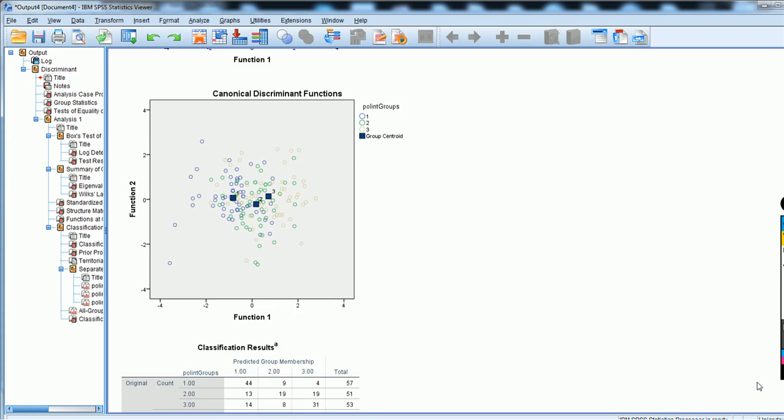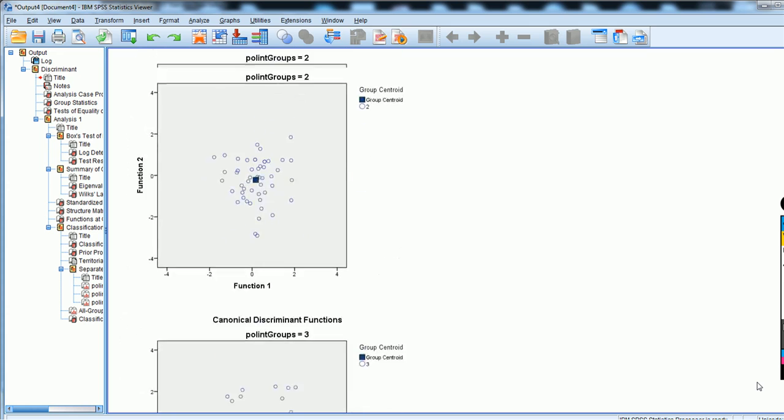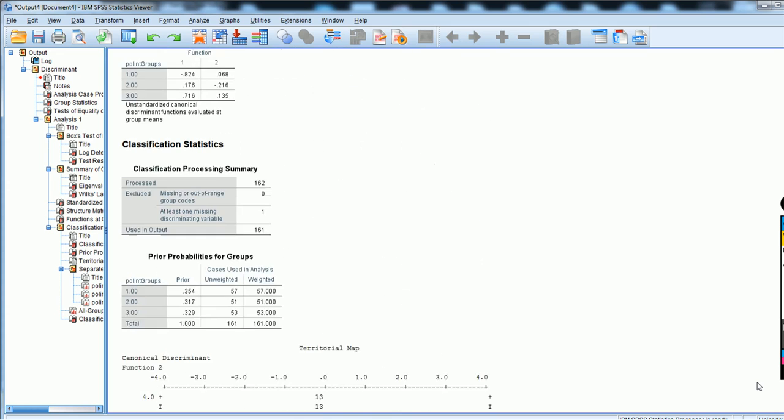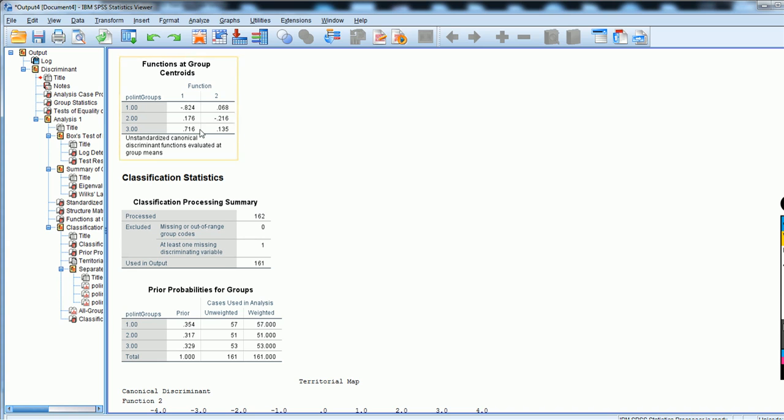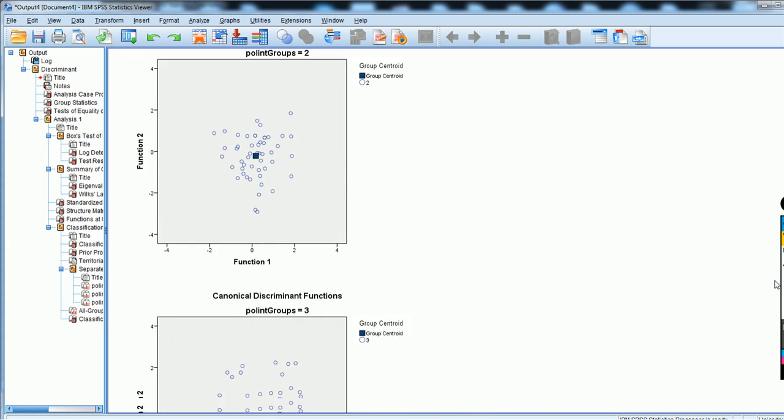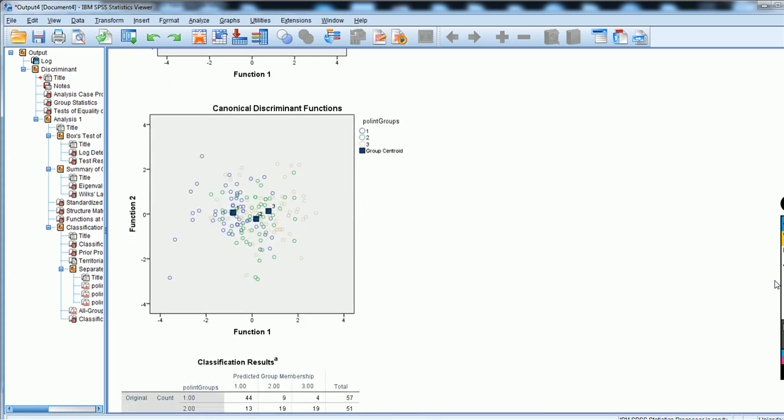Just really quickly, as we were scrolling down, I drew this up earlier with respect to the group centroids. I drew out my little 2D graph, but when we're looking at our output right here, you can see this a little bit better. You can see that for the canonical discriminant functions, it's got groups 1, 2, and 3. The group centroids are being represented. So this is basically function 1.